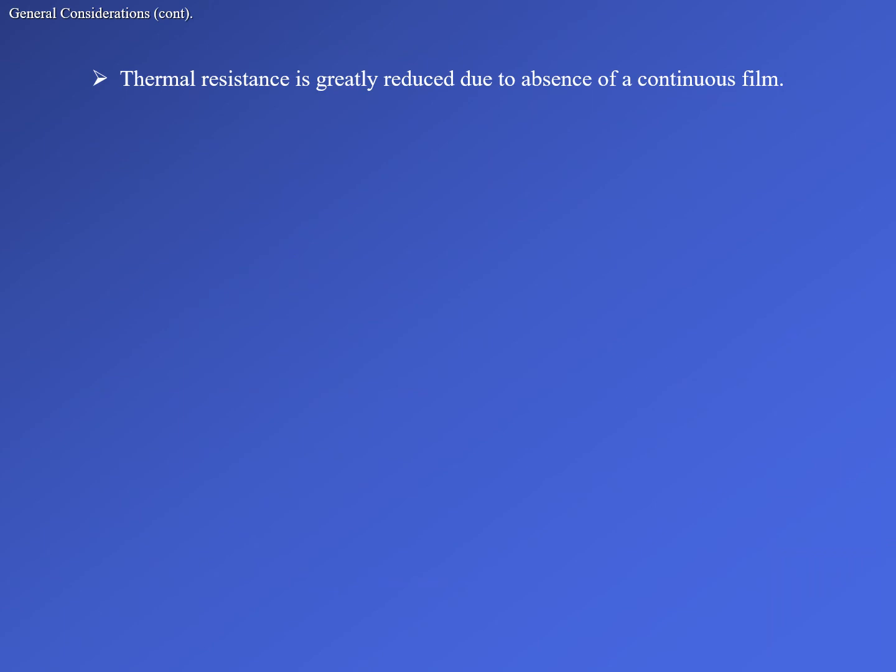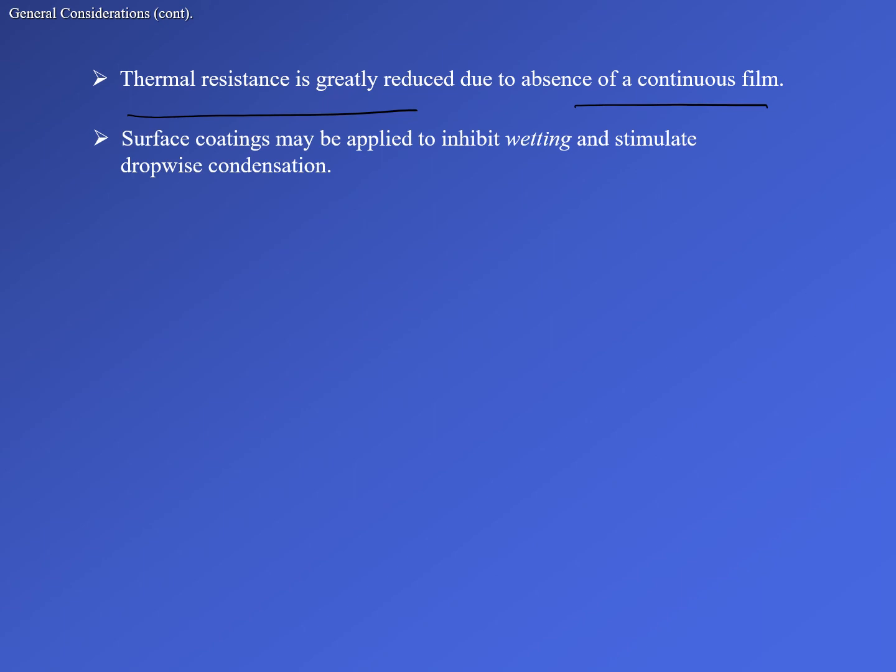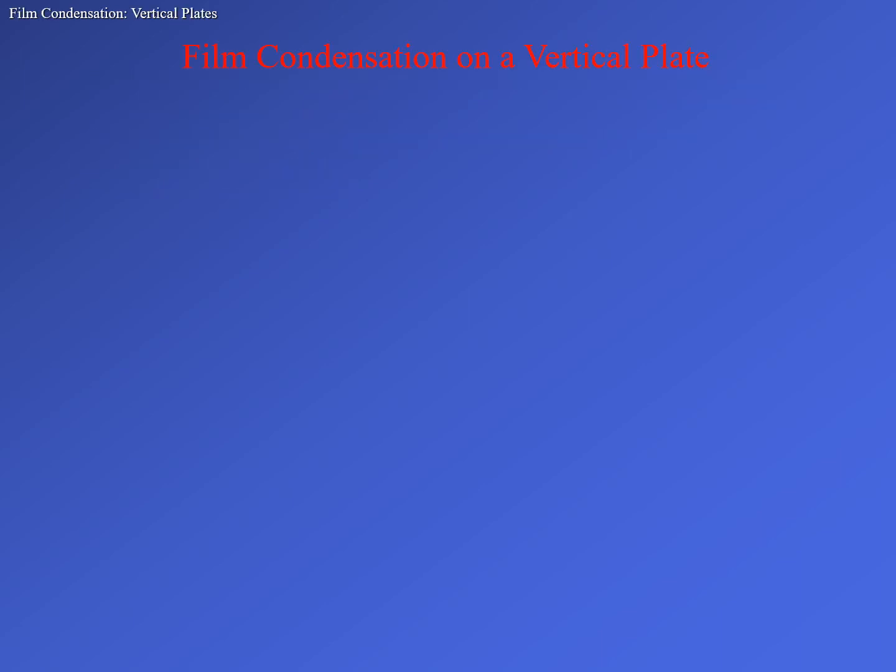So the thermal resistance is greatly reduced due to the absence of a continuous film. To inhibit the wetting nature of the surface, that is, the formation of films, and to encourage the formation of drops, typically the surfaces are coated with oil-like substances, and these surfaces are then called self-cleaning surfaces as well. It is desirable that drop-wise condensation happens, for example, on the windshield of a car, so that you can easily wipe it off or clean it without a film getting formed on the surface.